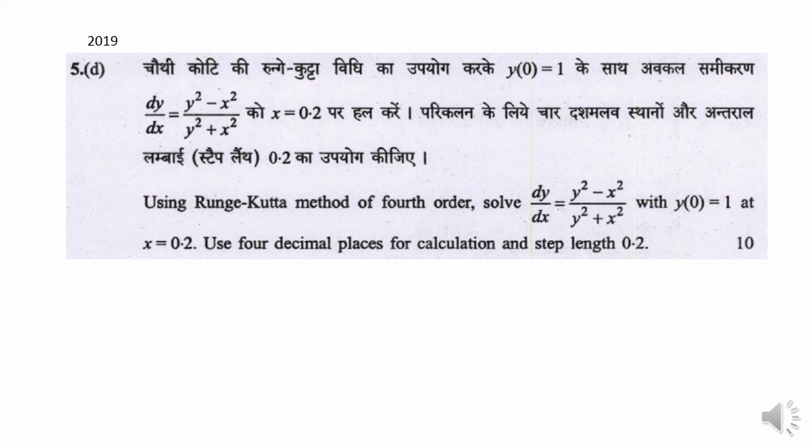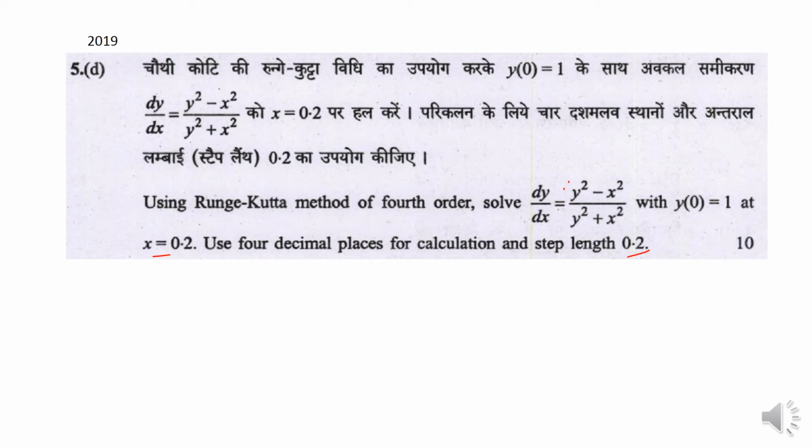the Runge-Kutta method of fourth order we have to apply, and this is the ordinary differential equation. The initial condition is given, y0 is 1, and we have to calculate at x equal to 0.2. It means only one step is required, because h is given as 0.2 and x is 0.2, which means one iteration is required.